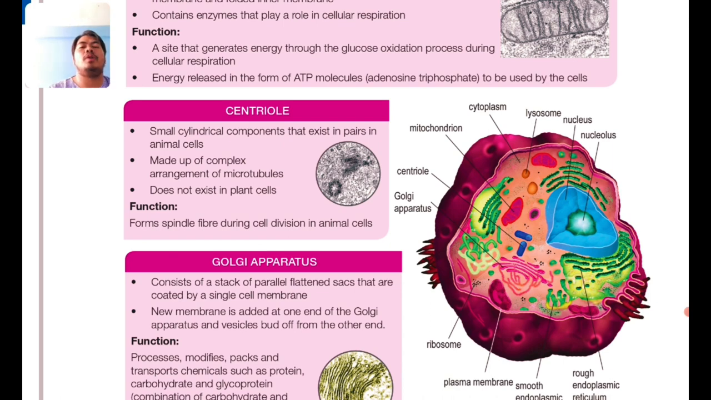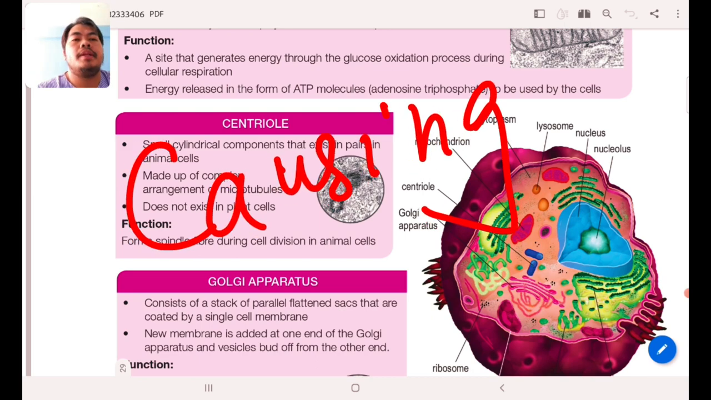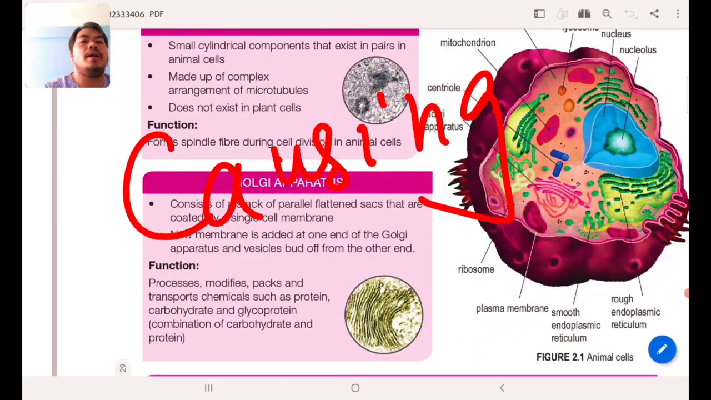Centriole plays a very important function in mitosis, which is some types of cell division, because without it the chromosomes will not pull to the opposite pole, and you may have a defective cell, which can cause a lot of problems. So let's take a look at the Golgi apparatus.